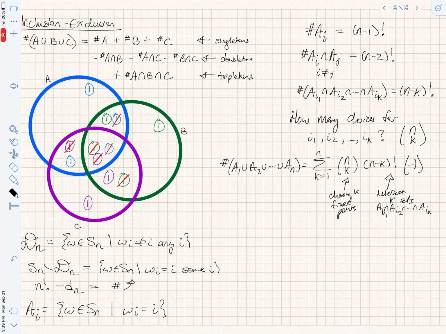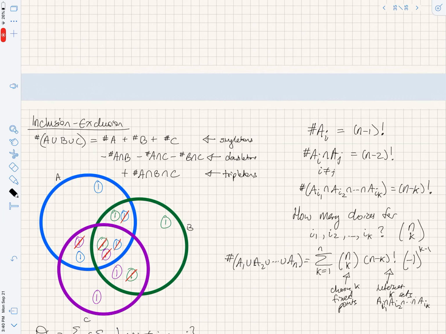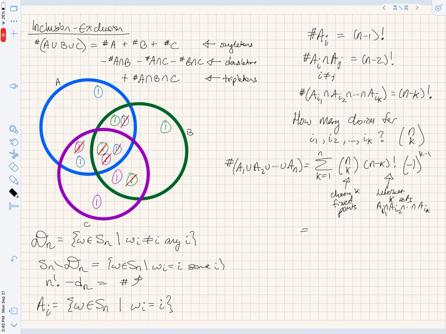And now we have to do the inclusion-exclusion bit, which is minus 1 to the k minus 1. And it's k minus 1 just because when you take one thing, remember, we started out with a positive. And that's it. But of course we can simplify this a little bit. We can massage this a little bit because what is n choose k? Well, it's n factorial over k factorial times (n minus k) factorial. So let's work this out a little bit.